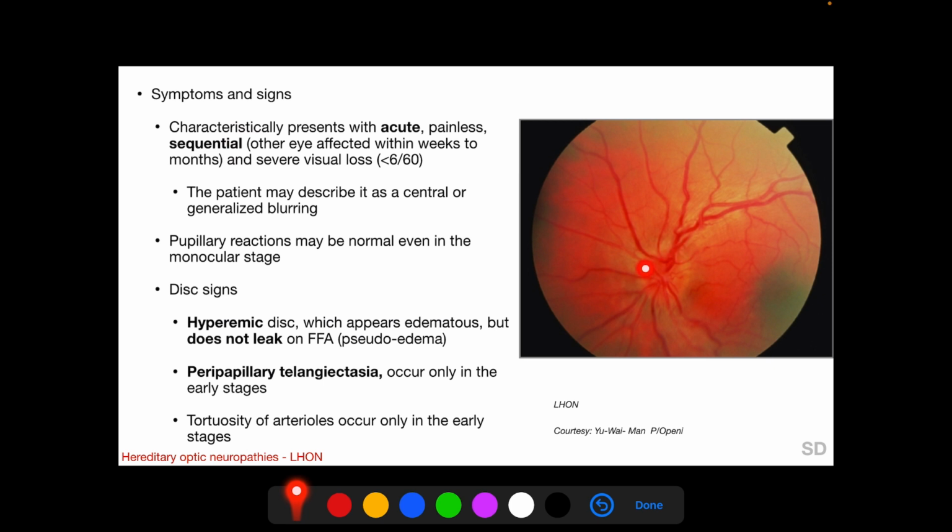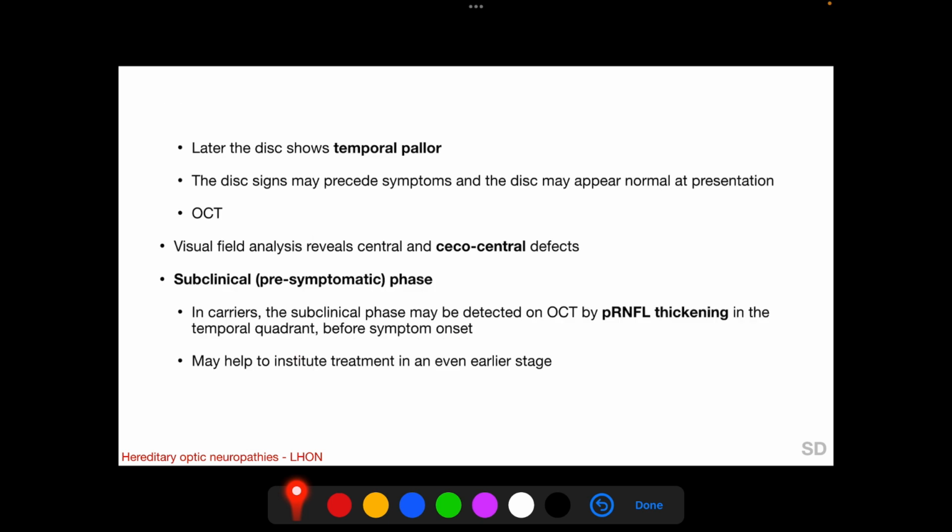Ophthalmoscopically, we will find a hyperemic disc which appears edematous but does not leak on FFA. So this is another pseudoedema. We have a hyperemic disc without leakage from the disc. We find peripapillary telangiectasia, which occurs only in the early stages and later on disappears, and tortuosity of arterioles are also found, and they appear only in the early stages. Later, the disc shows temporal pallor. The disc signs may precede symptoms, and if the early signs of hyperemia, peripapillary telangiectasia and arteriolar tortuosity disappear, the disc may appear normal at presentation.